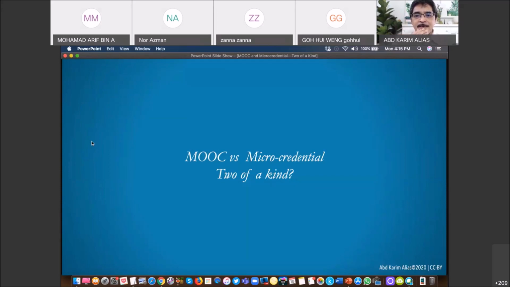Okay. But the micro-credential model is actually a business model. Although it's an online program, you can charge for it. People have to pay upfront before they have access to the module.